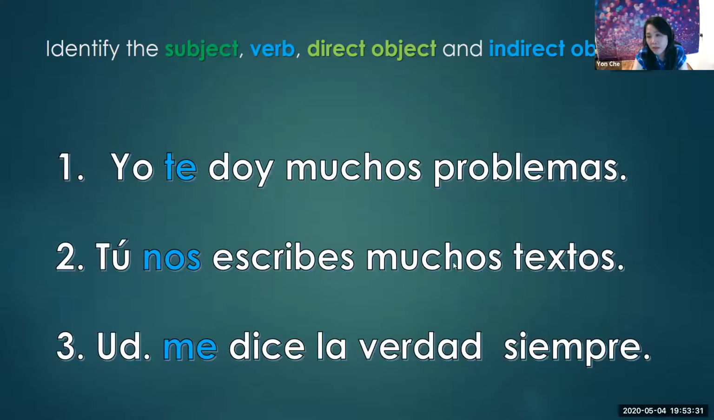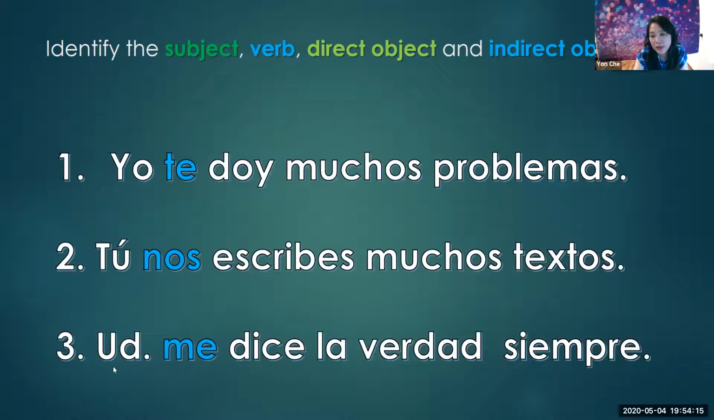You write many texts. This is the verb, the action, right? And muchos textos, many texts. This is the direct object noun. This is the what of the sentence. And who's receiving many text messages? For whom are these messages being written? Who's receiving the messages? Us. This is to us. Okay, so the translation will be, you write many text messages to us. Okay, so it looks like nosotros. Nosotros is what? We. Nos is to us and for us.